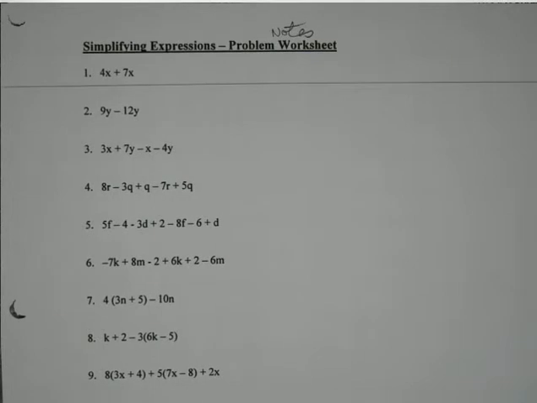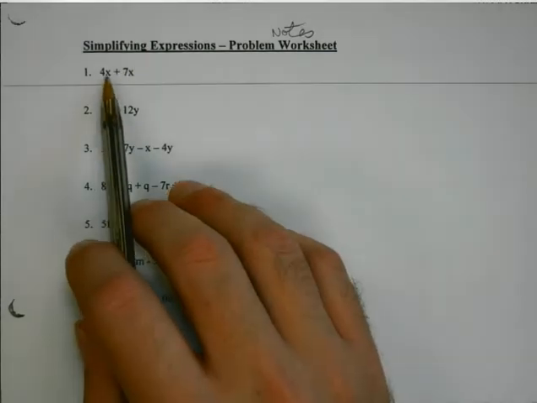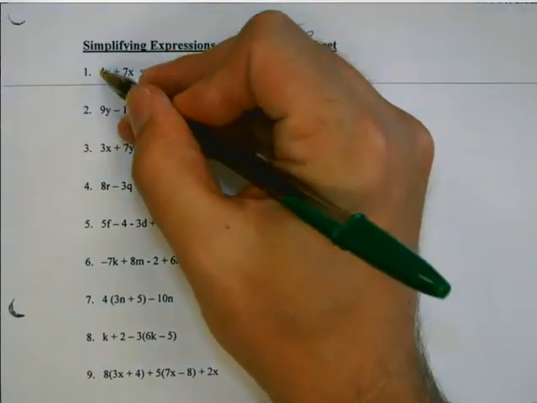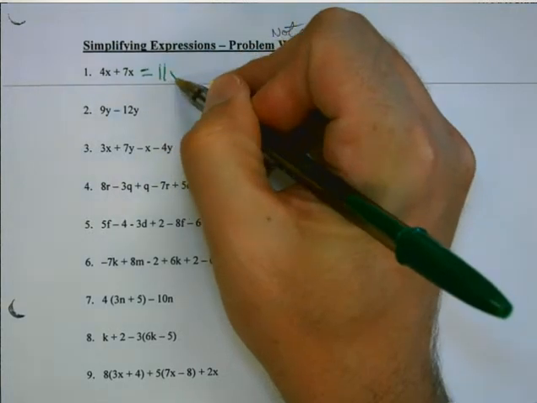Simplifying expressions, kind of trying to find things that are alike that we can work with to make sure that we're combining the like terms. Especially, this is important when we start doing some more things with equations. For instance, here in our first problem, both of our terms have an x. So we can go ahead and just add their coefficients. The 4 and the 7 gives us 11x.